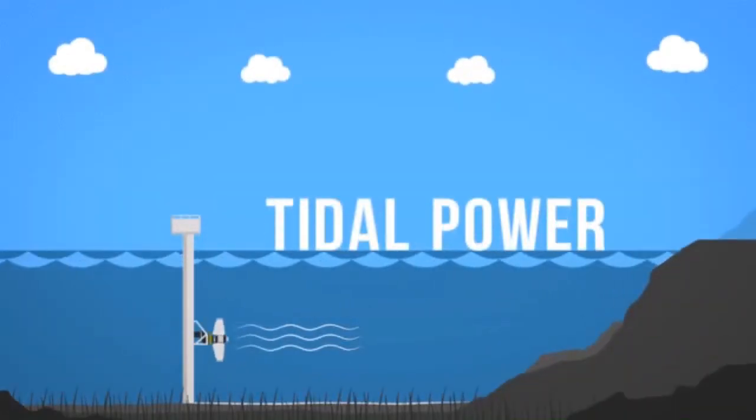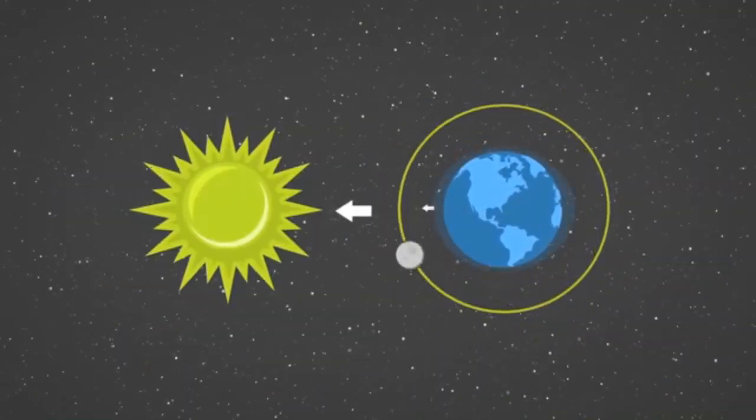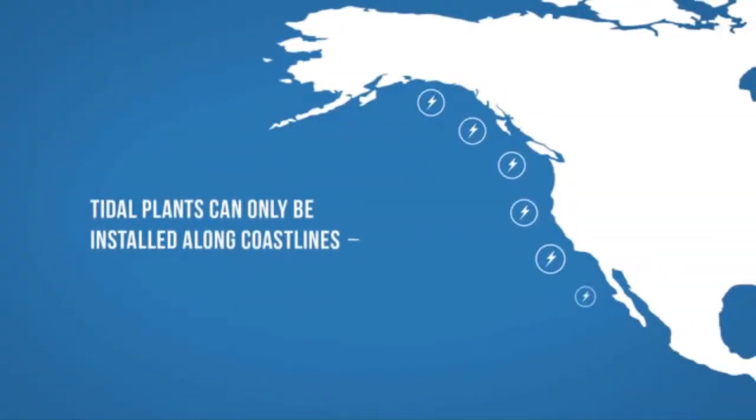Tidal power. Tidal power is a form of hydropower that converts the energy from the natural rise and fall of the tides into electricity. Tides are caused by the combined effects of gravitational forces exerted by the moon, the sun, and the rotation of the earth. Tidal plants can only be installed along coastlines.